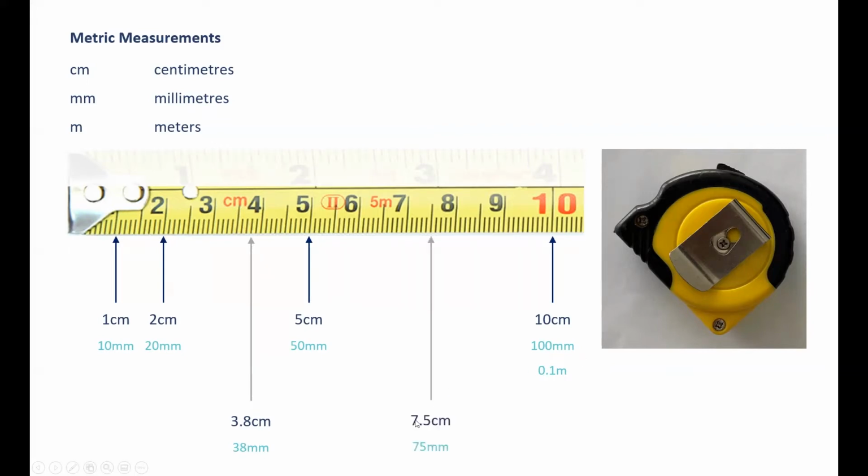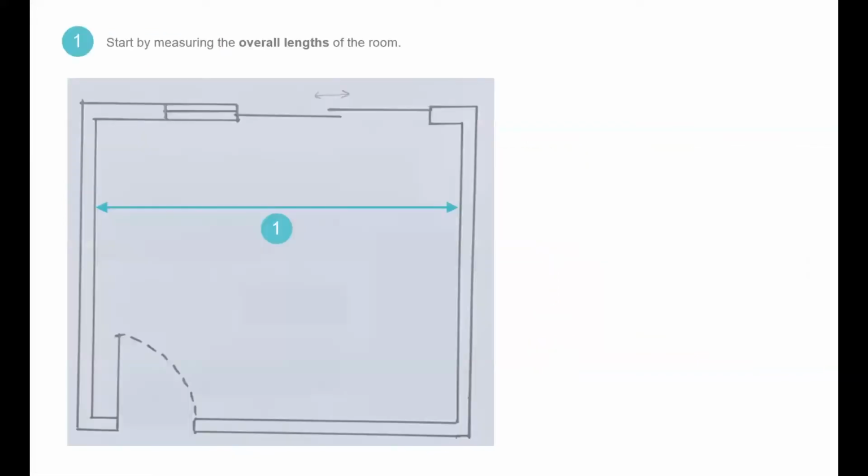And then you can see here, it's 7 centimetres and then another 1, 2, 3, 4, 5 there. This line here always marks the halfway point between 7 and 8. So that's 7.5 centimetres or 75 millimetres. So we'll just work in centimetres for this task.